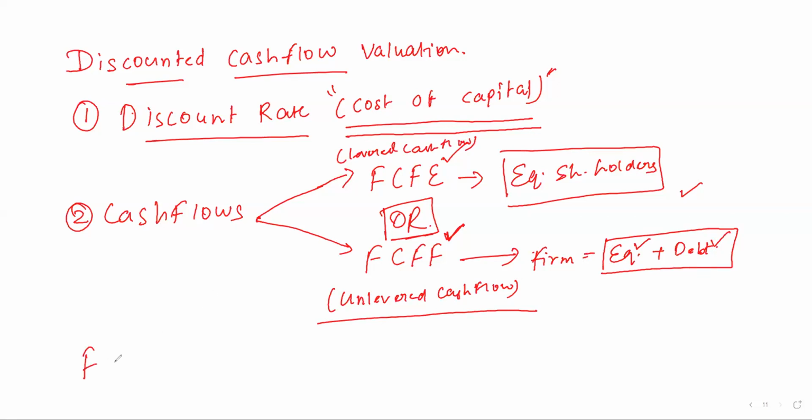Now tell me, guys, if free cash flow to equity is the cash flow that belongs to equity shareholders, the discount rate should also belong to equity shareholders. And what is the discount rate or cost of capital for equity shareholders? Cost of equity, correct. When free cash flow to equity, cash flows available to equity shareholders, is discounted at a discount rate available to equity shareholders, that is cost of equity, what we get is equity value.